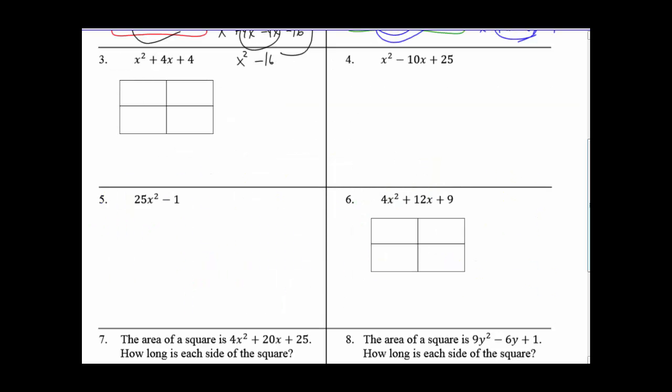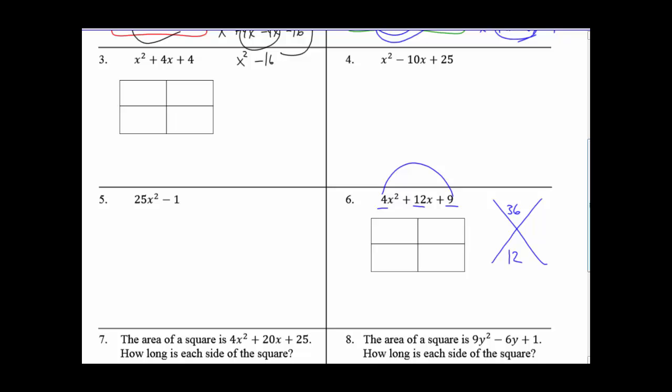All right, jump down to number 6. If we look at number 6, can we take anything out? We have a 4, a 12. Well, 4 goes into 12, but nothing goes into 9. So we cannot factor anything out. So we draw our x. If we multiply those two coefficients, that 4 and 9, we're going to get 36 again. And then we bring down that 12. So we need two numbers that multiply to get 36, but add to get 12.